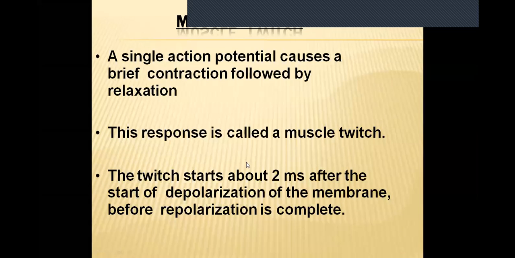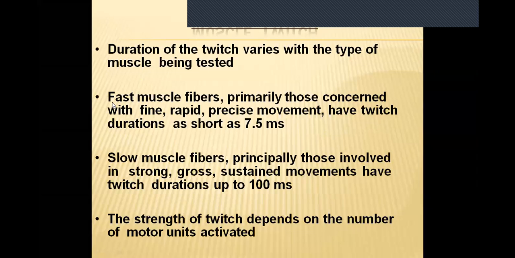So there are two types of muscle fibers. One is called fast twitch muscle fibers, and the second one is slow twitch muscle fibers. Fast twitch muscle fibers take around 7.5 to 10 milliseconds to finish the twitch. So contraction and relaxation will be finished within 7.5 to 10 milliseconds in fast twitch fibers. In slow twitch fibers, the contraction and relaxation will be finished in 100 milliseconds. So these will contract and relax fast, and these will contract and relax slowly.